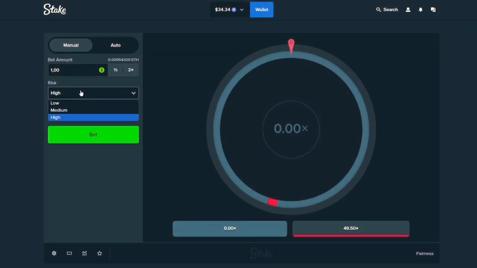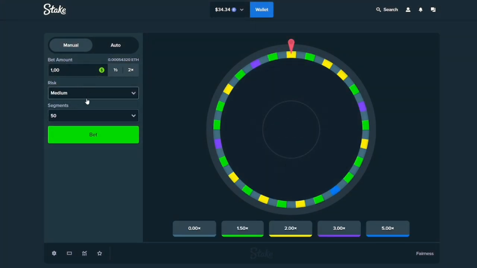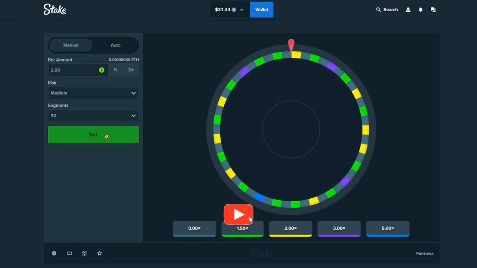1, 2, 3. Nope. Okay, since medium 50 segments was working the best, let's just continue doing that and hope to get lucky, I guess. Okay, of course, the moment we start doing it, oh, at least maybe it was going up a bit again, but I don't know, at least we are in profit, that's something.